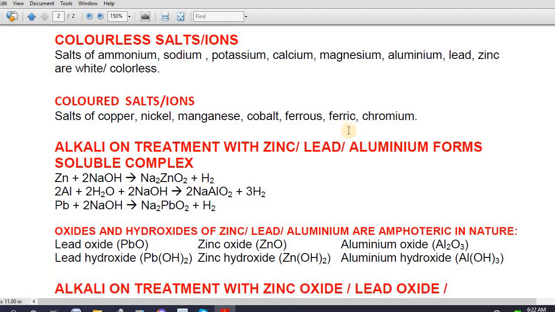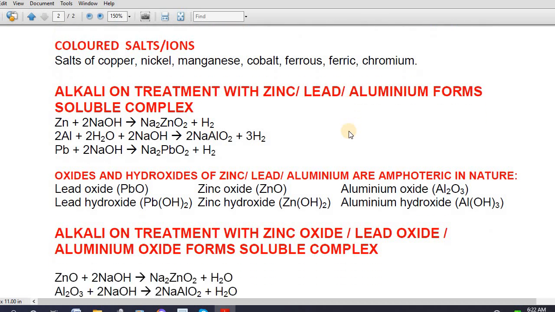Next very important topic is alkali treatment with zinc, lead and aluminium. These three metals are specific. Why? Because these react with alkali to form soluble complexes, like zinc plus NaOH, hot and concentrated, gives rise to sodium zincate and hydrogen. Aluminium gives us sodium metaaluminate plus hydrogen, and lead gives us sodium plumbite plus hydrogen.